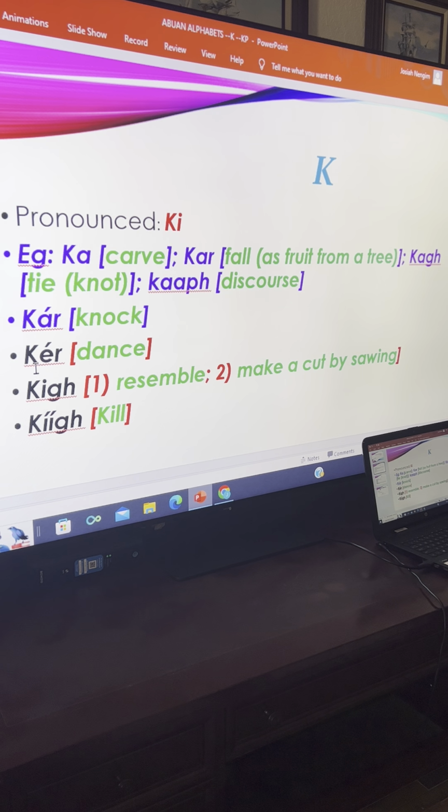Okay, here's another example. K-A-R-E. Remember, if you tone mark the E, look at that, it sounds E. So K-A-R-E. Kar, that is to dance. Dance. It's a verb.